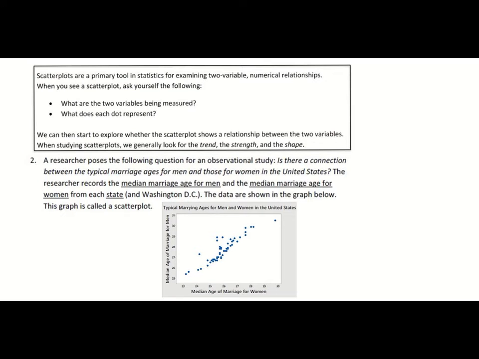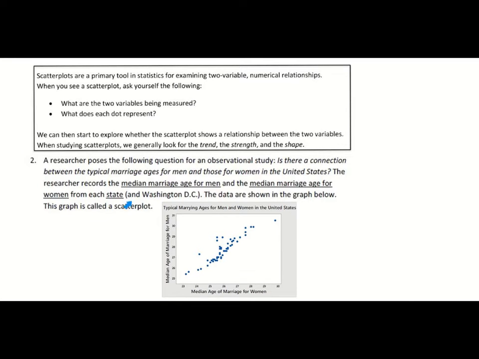Okay, scatter plots are a primary tool in statistics used for examining two variable numerical relationships. When you see a scatter plot, ask yourself, what are the two variables being measured? What does each dot represent? So your two variables being measured are these things along your axes down here. A researcher poses the following question for an observational study: Is there a connection between the typical marriage ages for men and those for women in the United States? The researcher records the median ages for men and the median ages for women for each state, Washington, D.C., and the data are shown below.